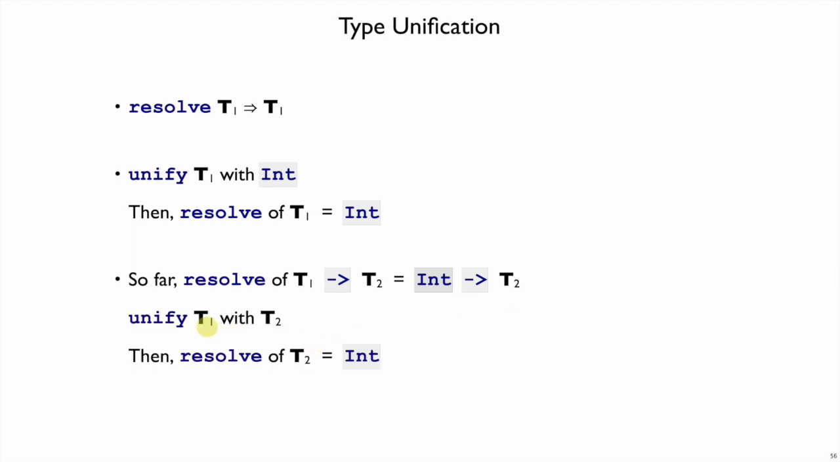But later, if we unify t1 to t2, then resolve of t2 will not say t1. It'll keep going through and find the simplest form, int. So these are two new functions that we need to write, resolve and unify.